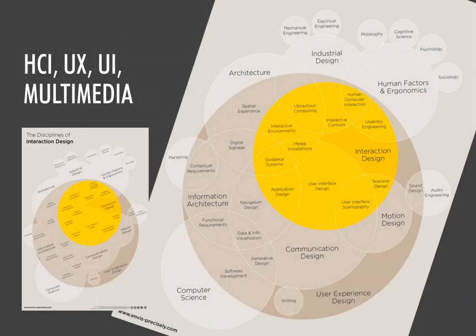Up until here, we have covered the basic concepts of human-computer interaction, user experience designing, user interface designing, and multimedia designing. From this Venn diagram, we will be able to get the grasp of how these fields intersect with each other. User experience designing is this whole brown circle here.